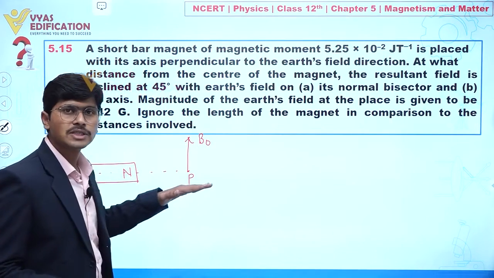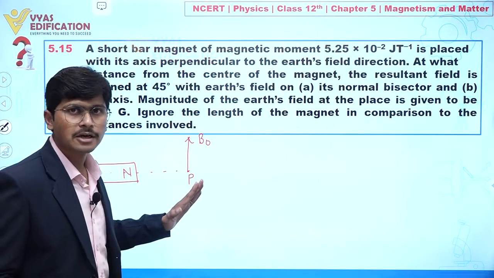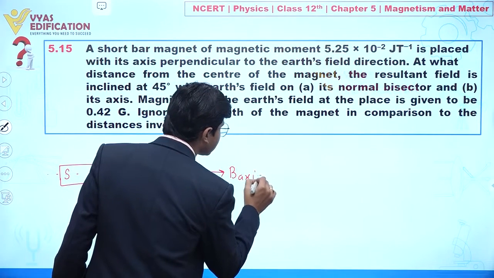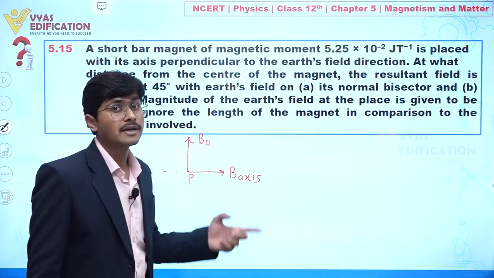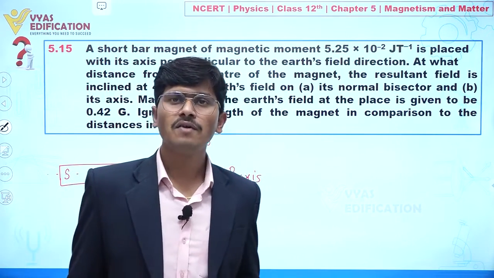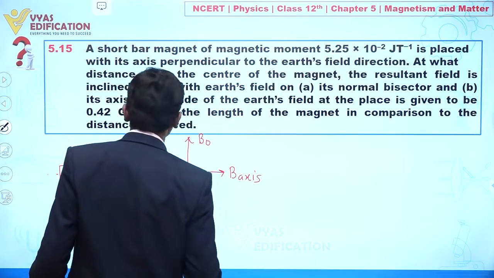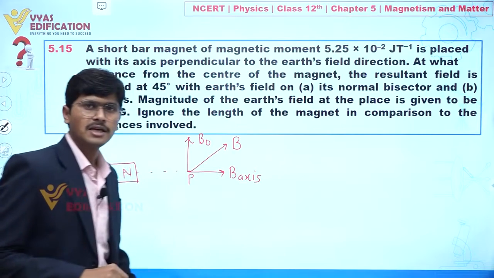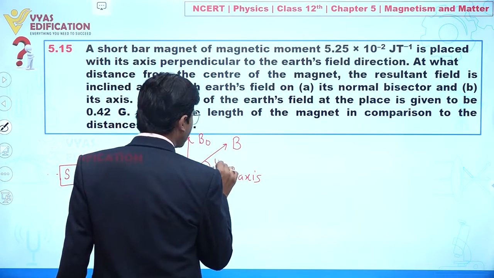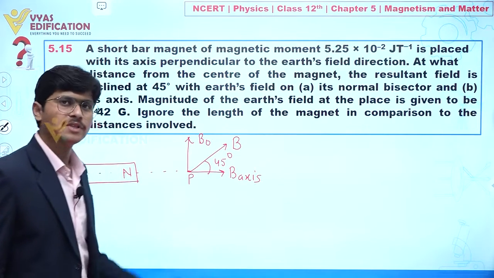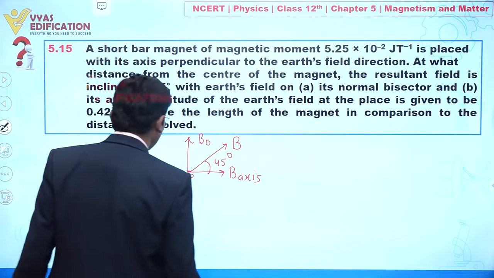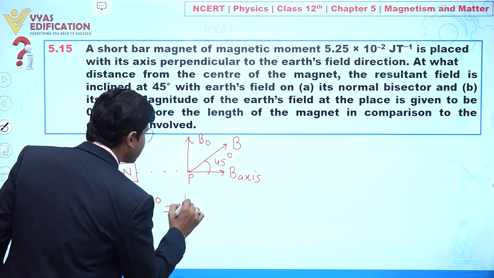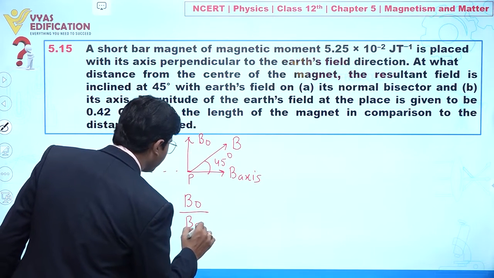This is perpendicular to the axis of this short bar magnet. Clear? We know if we are talking about B axis, we can write like this. This is the direction of B axis. But in the question, it is given the value of net magnetic field at 45 degrees with B axis. Clear? So I can say this value we have is B net. Let's suppose this angle is 45. This is given in the question. So can we find here the value of tan 45, we can say this is equal to B naught divided by B axis.